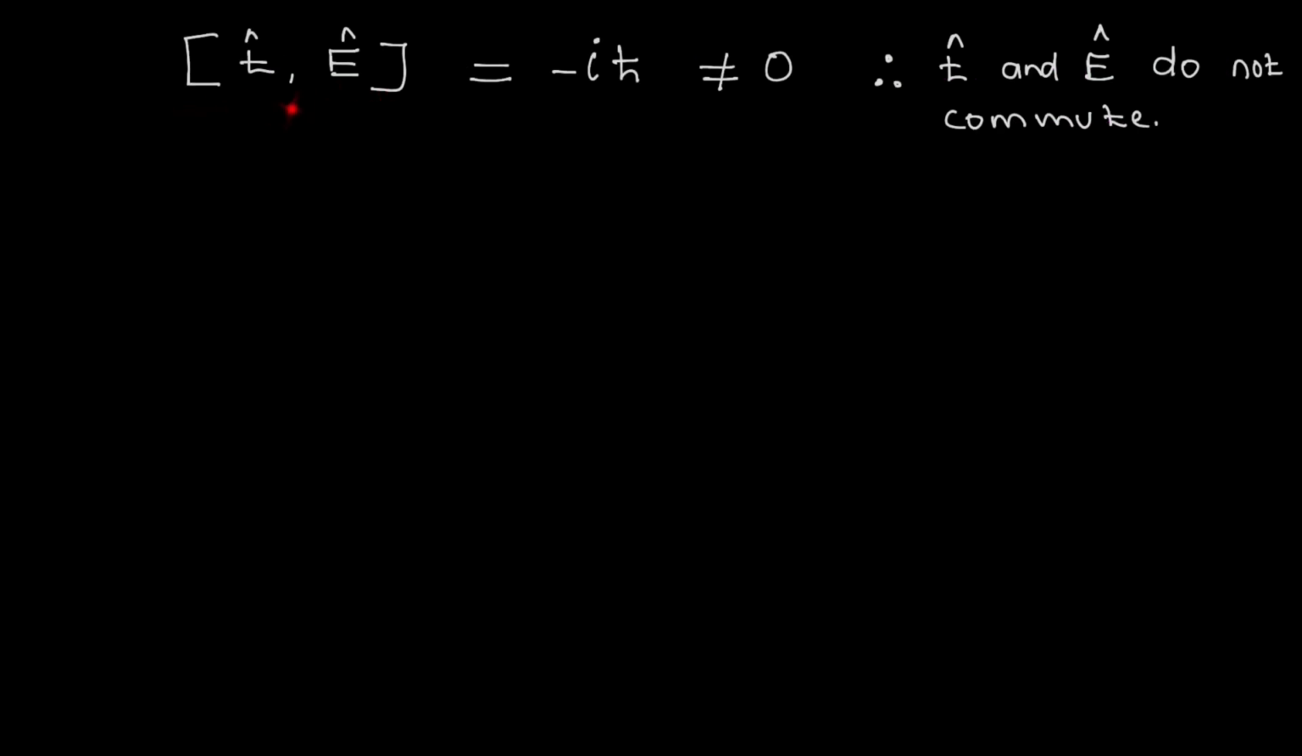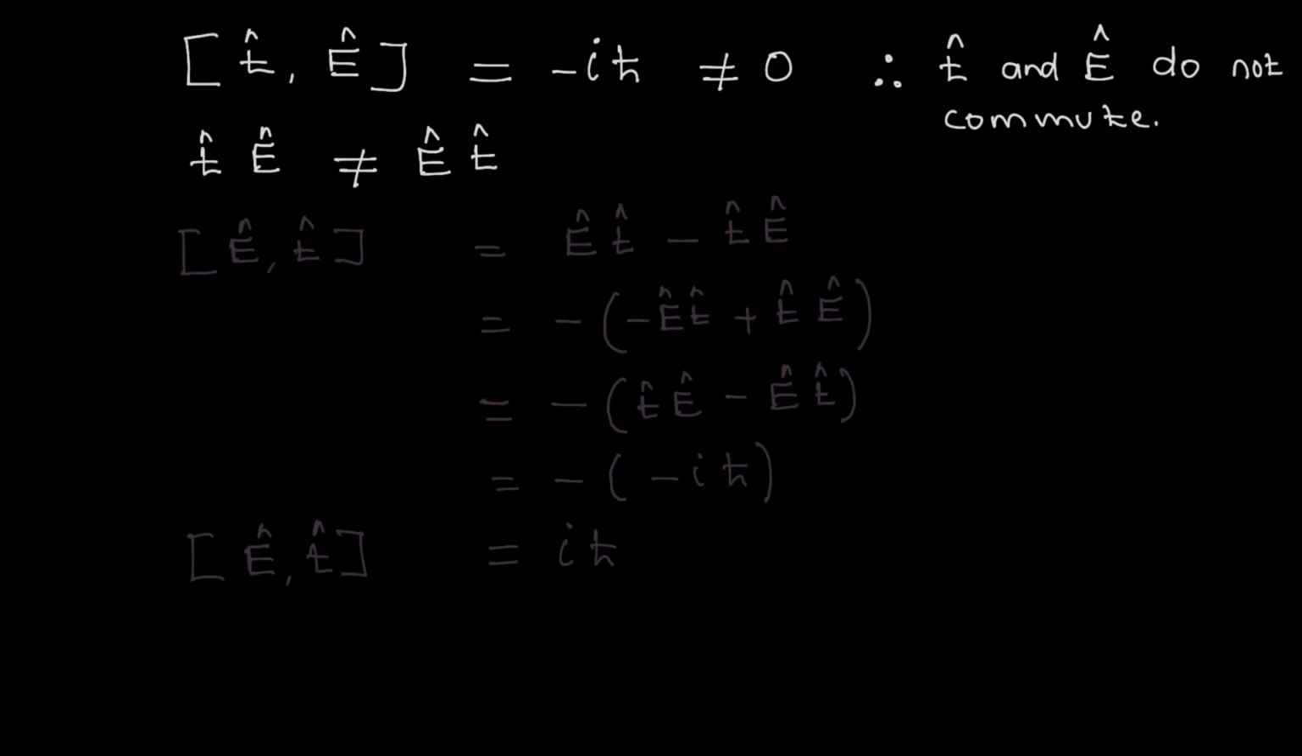We get that. Now the psi here, we cancel that psi. So this is what we get: the time operator and energy operator commutator equals minus i h bar, and that's not equal to 0. Therefore, the time operator and energy operator do not commute. So what I mean is the time operator times the energy operator is not equal to the energy operator times the time operator.